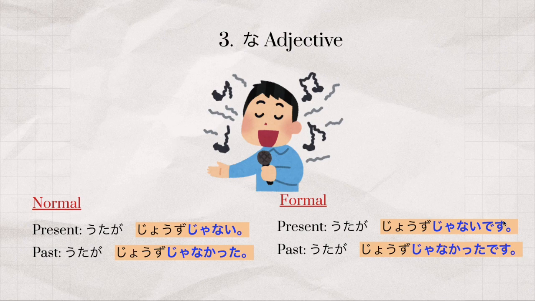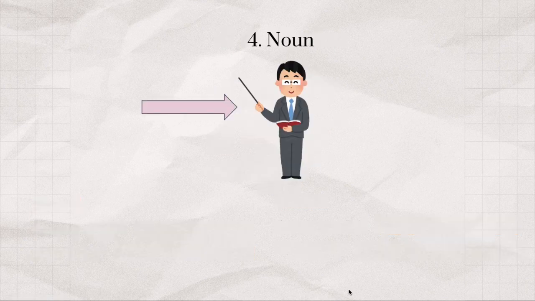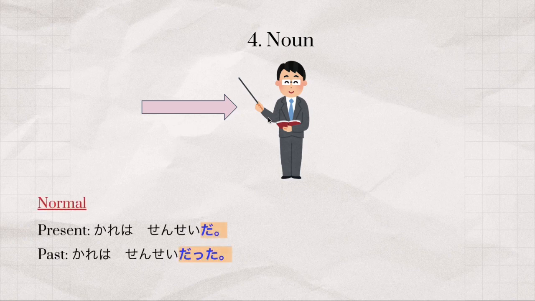So same thing, all you gotta do is add this to the normal form. So nothing to be confused. So the fourth one is noun. The arrow is pointing to this man who is a teacher. So to say that this man is a teacher in normal present tense would be 彼は先生だ. In past tense, it will be 彼は先生だった.